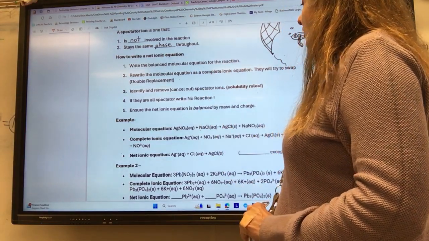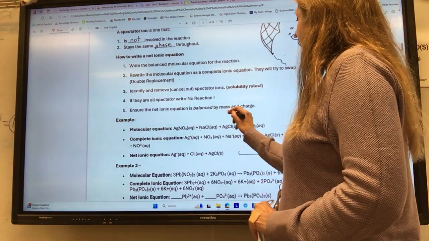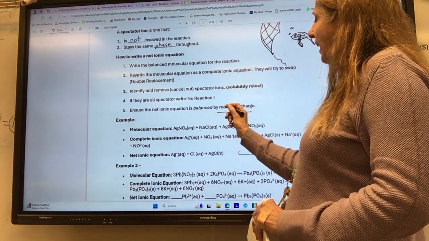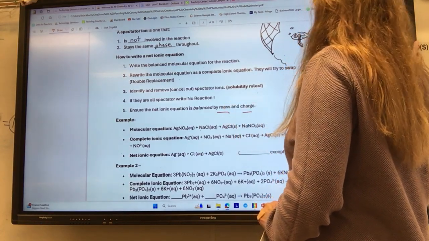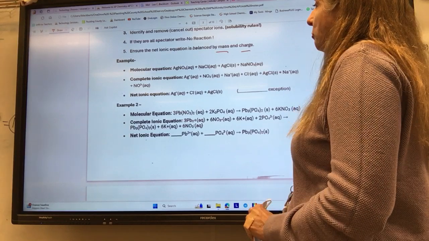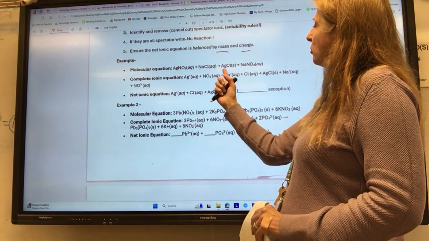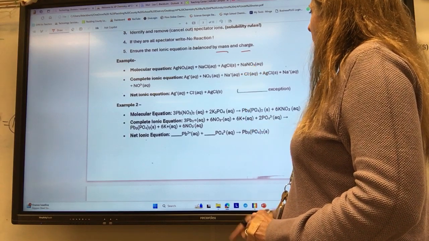Ensure the net ionic equation is balanced by mass and charge. So this is a little different. We're used to balancing the atoms. We're going to also balance charges in this. So here's an example. Here's a molecular equation. Silver nitrate plus sodium chloride makes silver chloride and sodium nitrate.